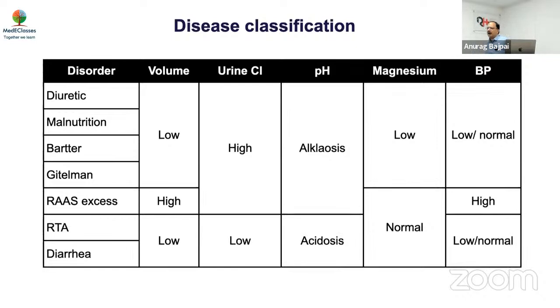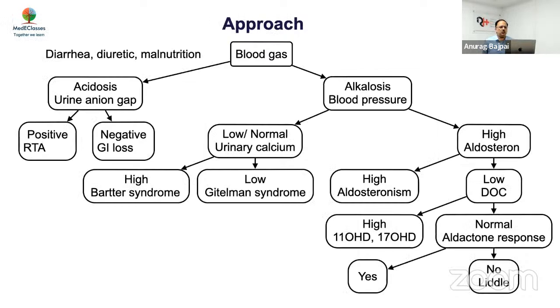And finally, RTA and diarrhea will have metabolic acidosis. So we're dealing with hypokalemic alkalosis with normo/hypovolemia. So this is what we're talking about today.